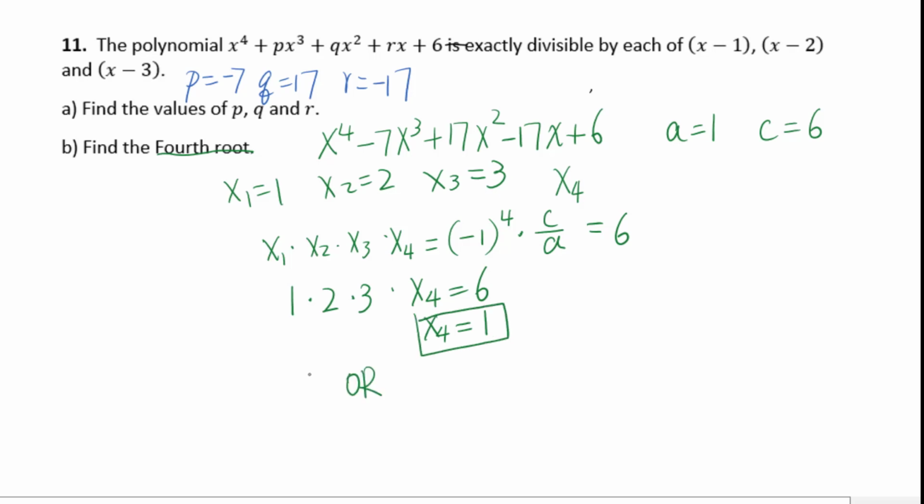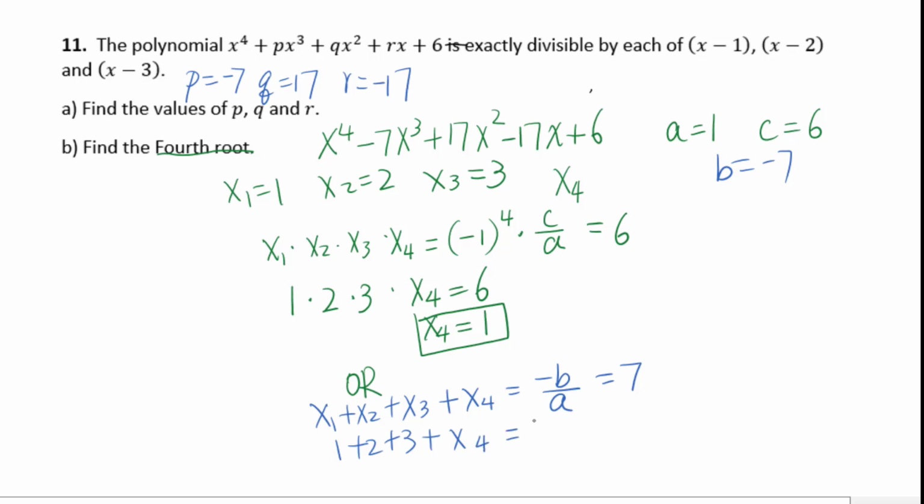Or you can use the sum of the roots of polynomial functions. x1 plus x2 plus x3 plus x4 equals negative b over a. b equals negative 7, so that equals 7. So 1 plus 2 plus 3 plus x4 equals 7. We know x4 equals 1. Or you can graph the polynomial function in the graphing calculator to figure out the fourth root.